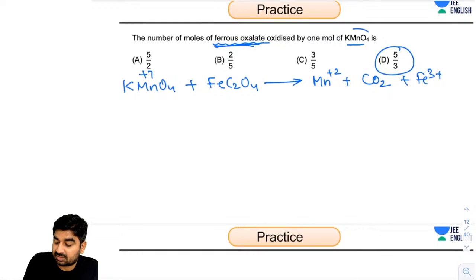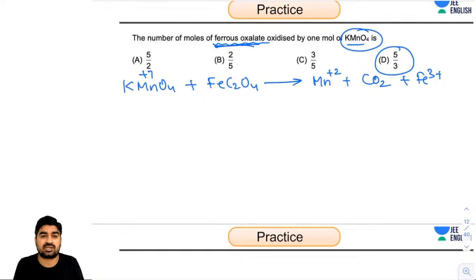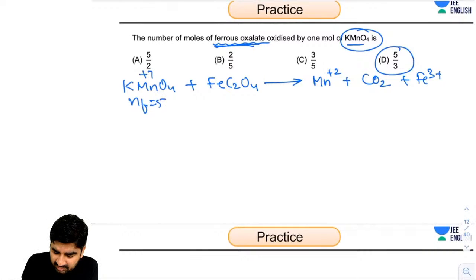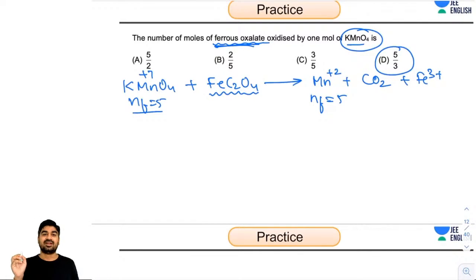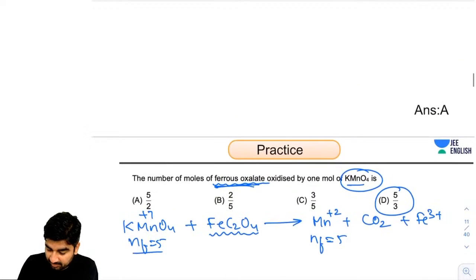So guys, if nothing is given about KMnO4, whether acidic, basic, or no medium is given, then you can take its n factor as 5, not an issue. But here you have to calculate the n factor of FeC2O4. How will you do this, guys? Because that is the important point. So to do this, guys, I have already told you when I taught you the calculation of n factor.